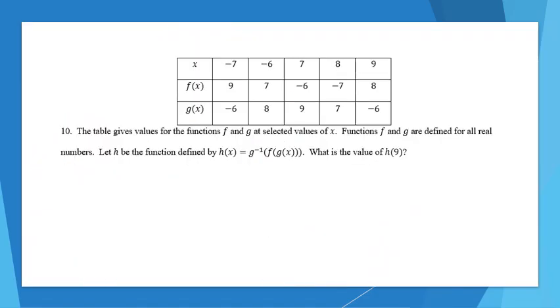Number 10, the values of the functions f and g are given by the table.